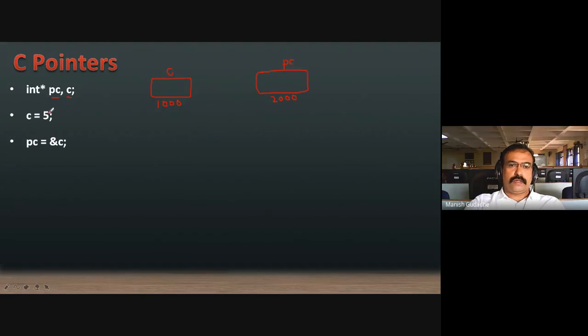Now, what is the difference between C and PC? C is a normal integer variable, so it can hold any numerical value, maybe positive or negative, which falls in the range of integer. Whereas PC is a pointer variable.